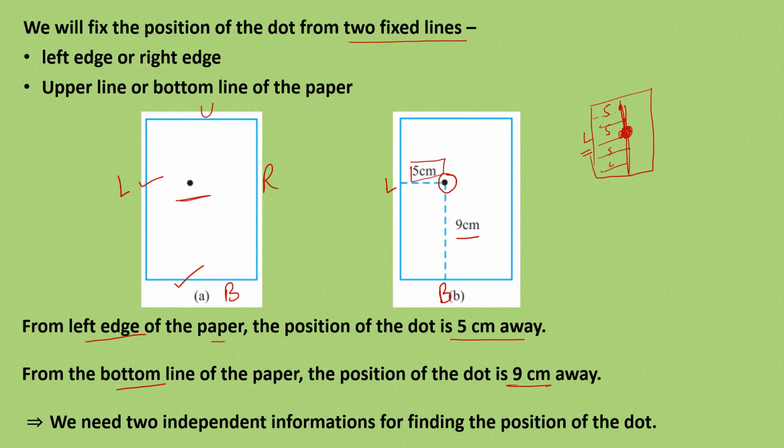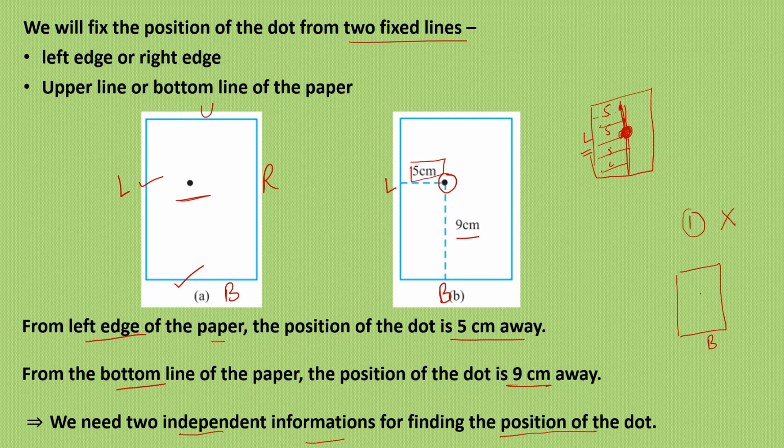Okay. So we need two independent pieces of information for finding the position of the dot. With only one piece of information, we cannot find the position of the dot, as I have discussed here. If I take only the distance from the bottom line, if I say that the dot is at a distance of 9 centimeter from the bottom.